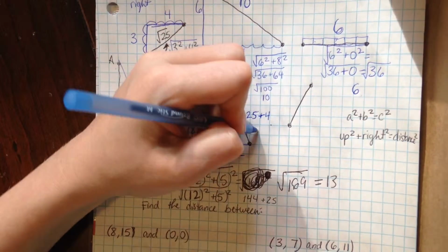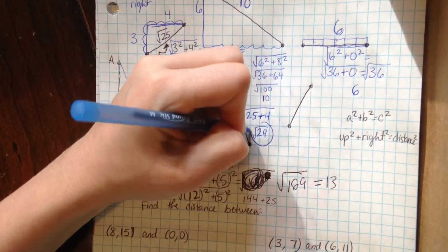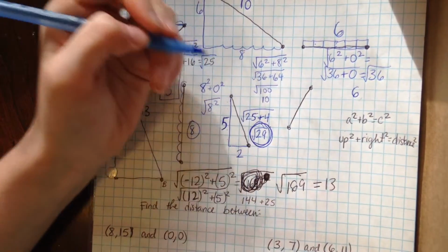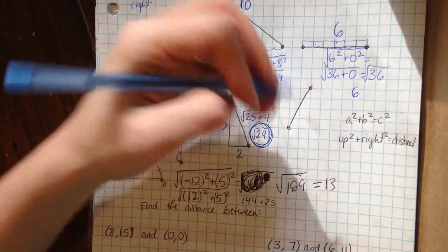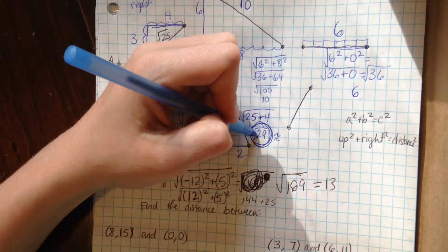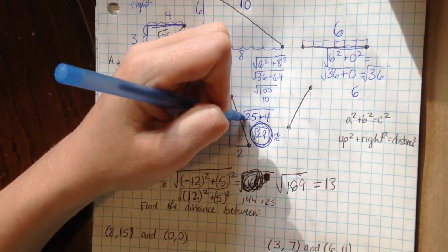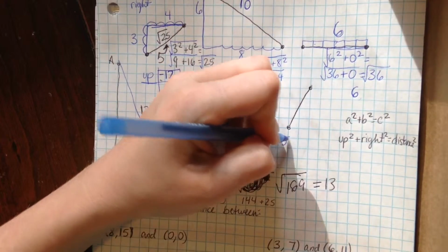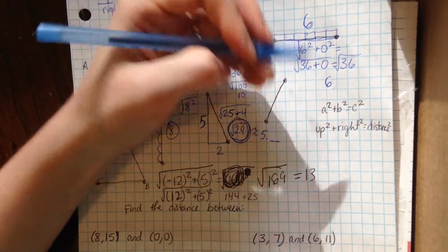25 plus 4 is 29. Our final answer is the square root of 29. 29 is a prime number. There's no way we can simplify this any further. We can estimate it. 29 square rooted is close to the square root of 25, which is 5. So this is about 5 point something. It's in between 5 and 6.